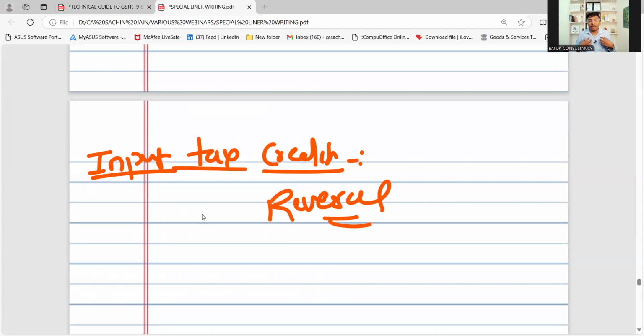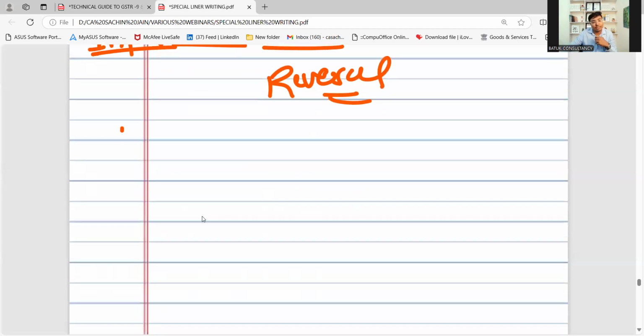Suppose I have not made the payment, that means the recipient has not made the payment to the supplier within 180 days. In such a scenario, the recipient has to reverse the input tax credit. That is my rule number 37.